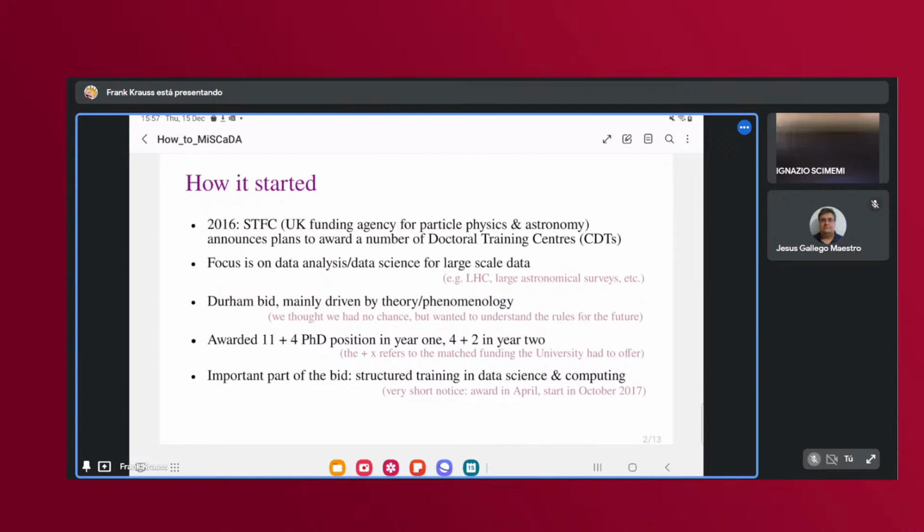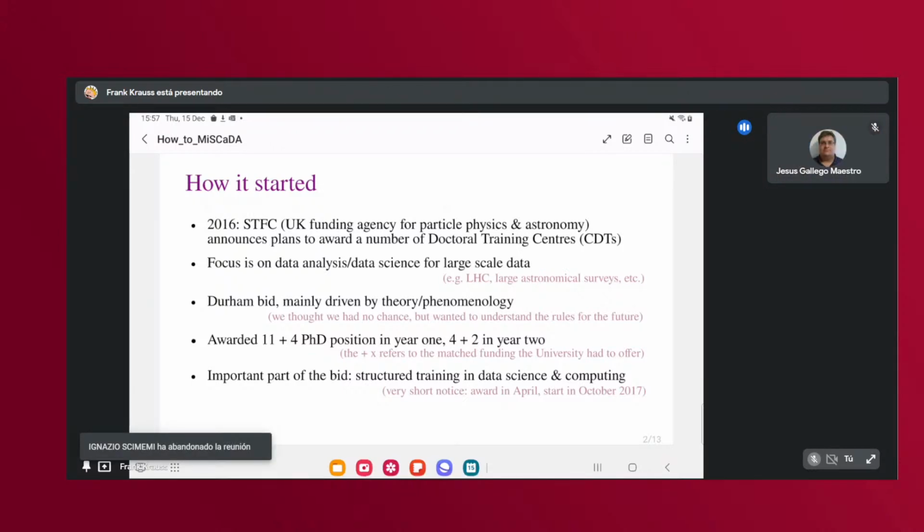The focus of their plans was very much on data analysis or data science for large-scale data. So it was pretty much geared towards our experimental and observational colleagues. For particle physics, clearly Large Hadron Collider physics was one of the big hitters. For astronomy, it was the large astronomical surveys. So it was really about how to deal with large amounts of data in a good way, and how to do the data science of that.